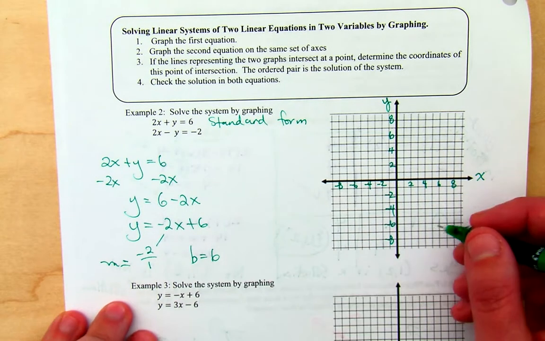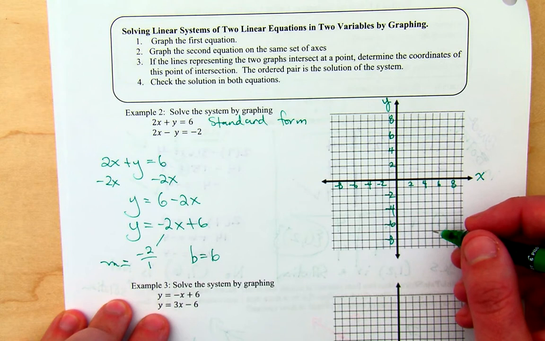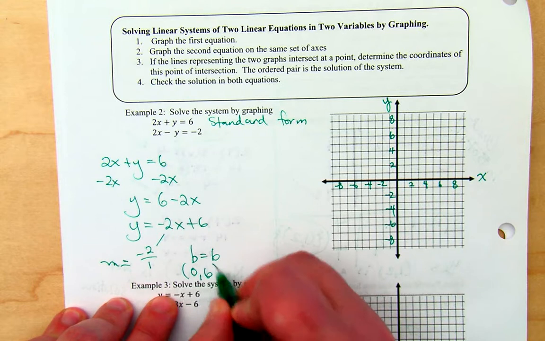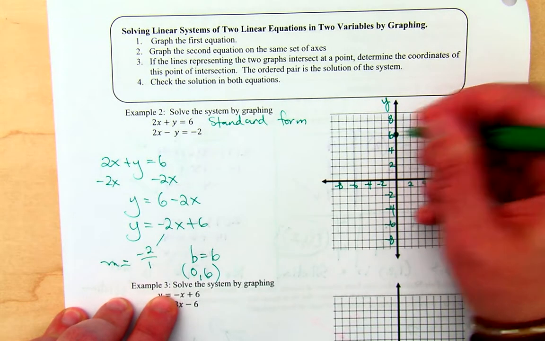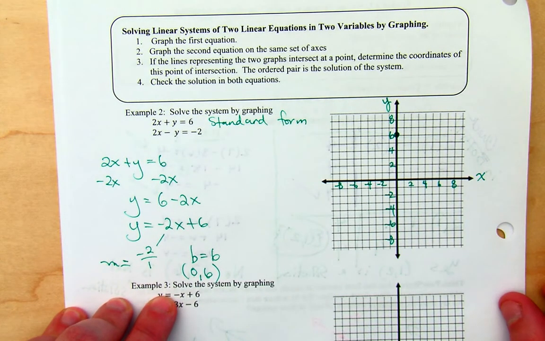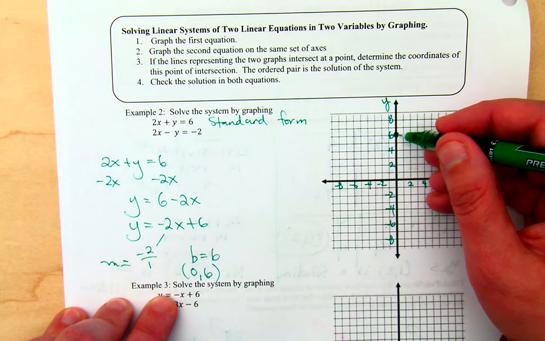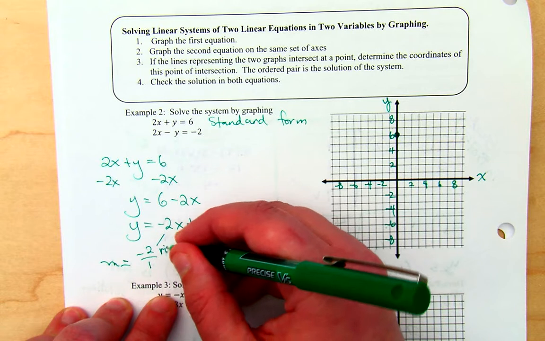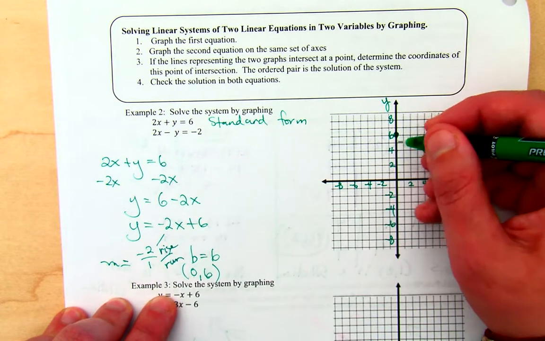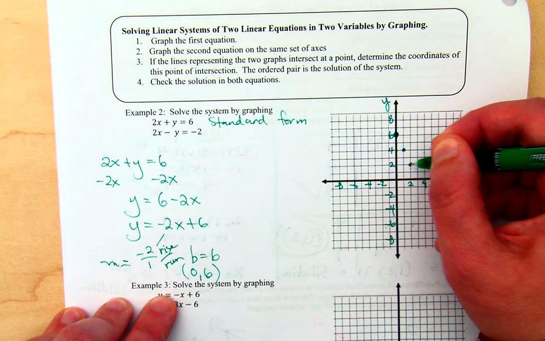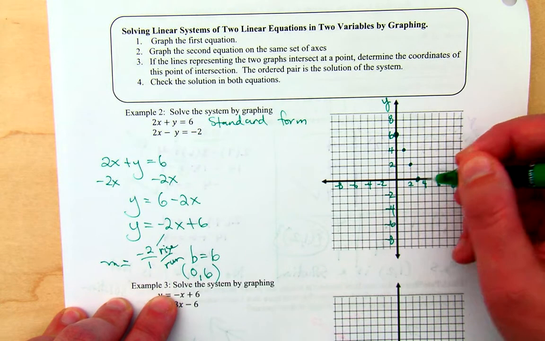Okay, how do I start by graphing in slope y-intercept form? I'm going to start by graphing the y-intercept. What's the y-intercept? 0, 6. So I start here, 0, 6, the y-intercept. It's always on the y-axis, isn't it? Then I'm going to use the slope, negative 2, rise over run. Go down negative 2 over 1, and repeat.